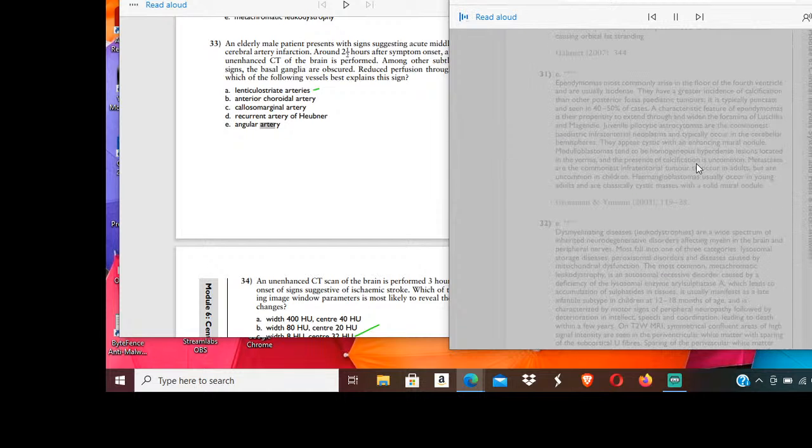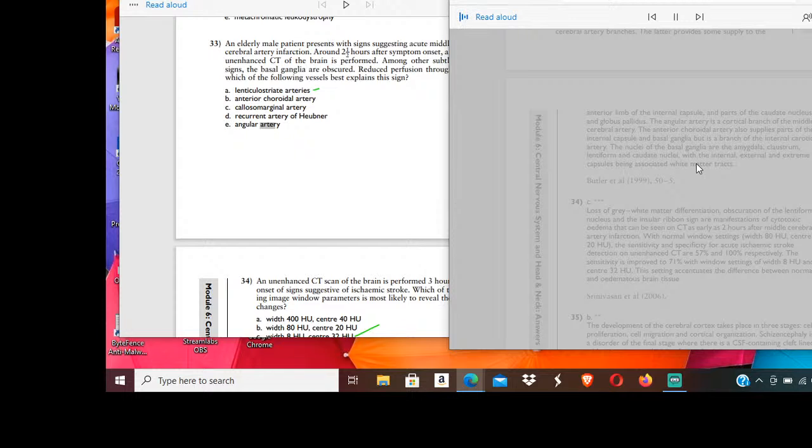anterior limb of the internal capsule, and parts of the caudate nucleus and globus pallidus. The angular artery is a cortical branch of the middle cerebral artery. The anterior choroidal artery also supplies parts of the internal capsule and basal ganglia, but is a branch of the internal carotid artery. The nuclei of the basal ganglia are the amygdala, claustrum, lentiform, and caudate nuclei, with the internal, external, and extreme capsules being associated white matter tracts.